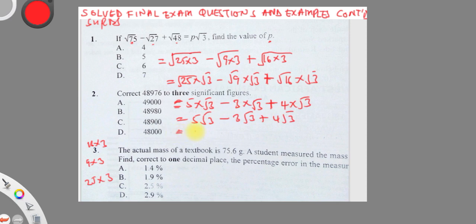This is the same as saying 5 root 3 is the same as 5s, so 5s minus 3s plus 4s. This is what it means. So we get 9s minus 3s, we get 6s. So you get 5 with root 3 plus 4 with root 3, get 9 with root 3 minus 3 with root 3. This is equal to 6 with root 3, which is equivalent to p with root 3. So what is p? p is equal to 6.